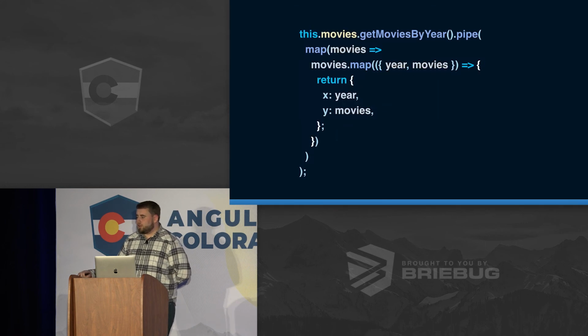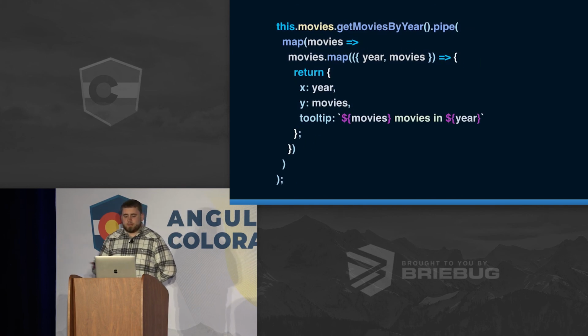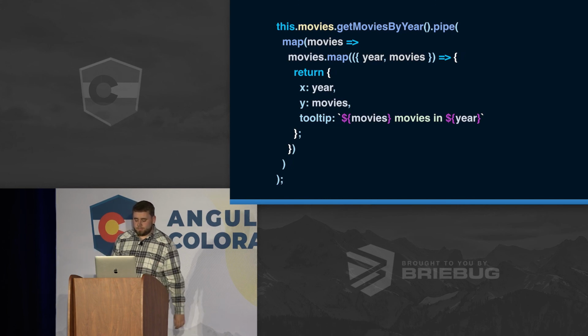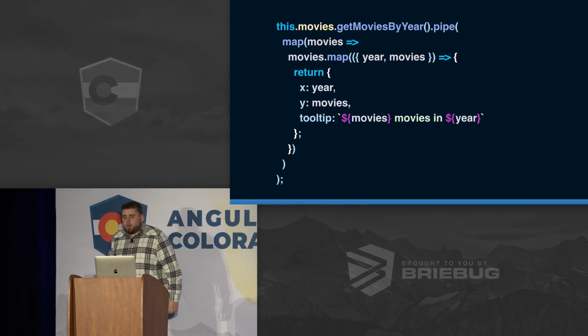We're going to have to go back to our root component now, where we're mapping over each of those movies, and we're going to say, okay, your x is the year, your y is the movies, but now your tooltip is this message. I'm going to want to show the user, hey, there's this many movies in this year. So I've got all the data wired up. I know what tooltip to show, but how do I show the tooltip?